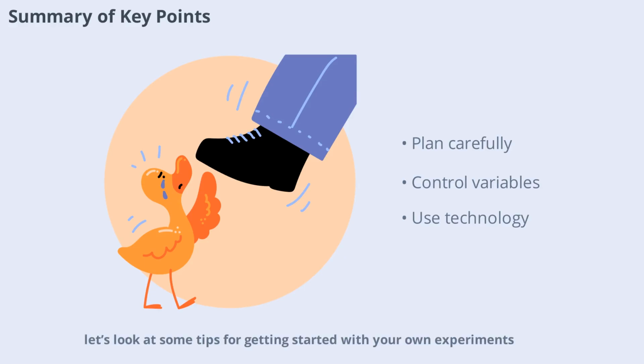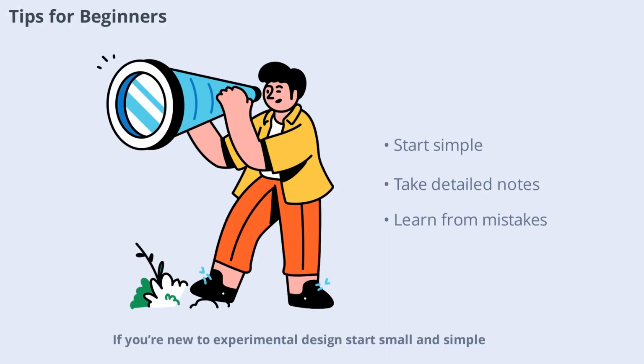Next, let's look at some tips for getting started with your own experiment. If you're new to experimental design, start small and simple. Focus on one variable at a time, keep detailed notes, and don't be afraid to ask for help. Practice designing and running experiments to build your confidence. Remember, mistakes are part of the learning process. With each experiment, you'll improve your skills and understanding.